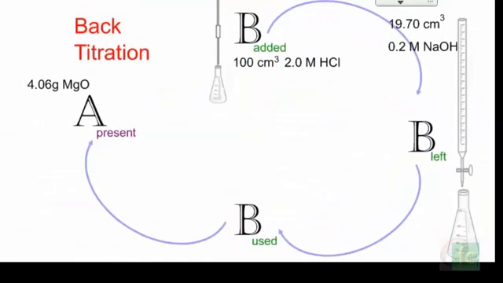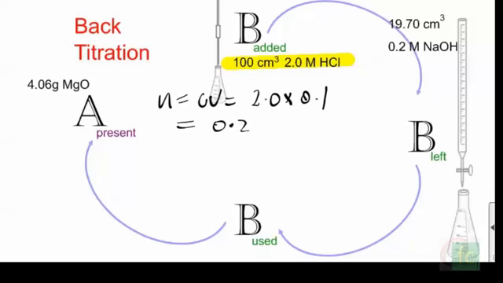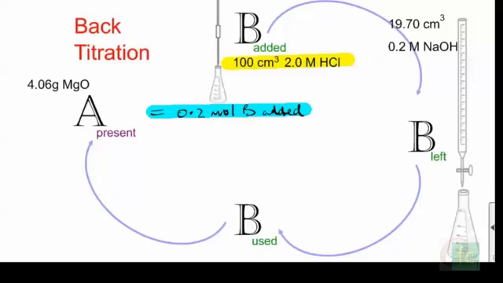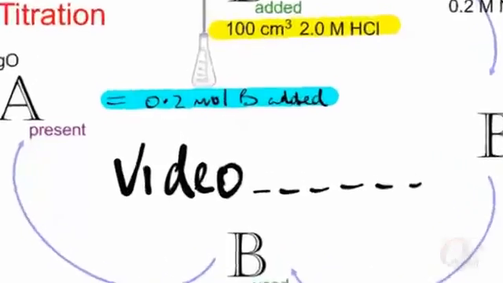I'll stick with this writing frame to get you used to the basic steps of a back titration. So let's take a look at chemical B, which in this case, the known excess, is 100 cubic centimeters of 2 molar HCl. So we use n equals CV. That's 2 times 0.1. Remember to change cubic centimeters to cubic decimeters there. So the number of moles, 0.2 moles of B. B being hydrochloric acid, of course.